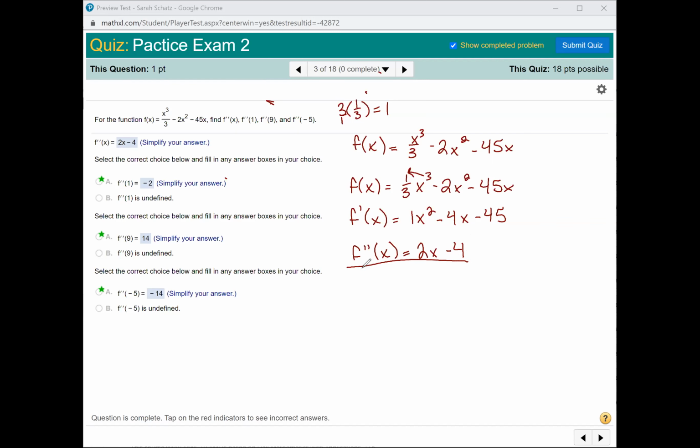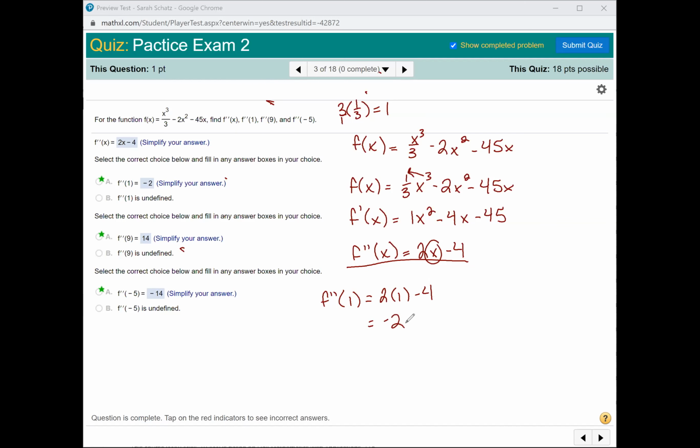And I know your question is going to be different, but it should at least be similar to this one that I'm doing. So I have the second derivative here. It's 2x minus 4. And then it wants to know what's the second derivative at 1. Well, just remember, put this 1 into the second derivative. So you get 2 times 1 minus 4. So 2 minus 4 is negative 2.